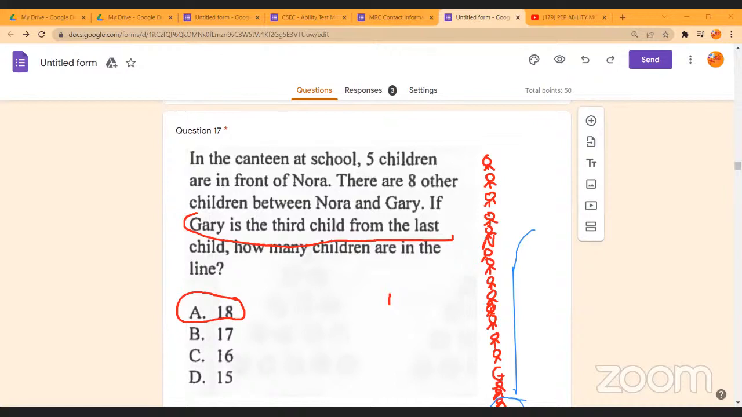Yes, miss. I had reasoned it differently, because I'm saying that if Gary's third from the last, the last is this one. I had this one as the last. So that's the last one. Third is third from the last child. So that is 1, 2. Oh, so that means that. So hold on. This question I need to edit.